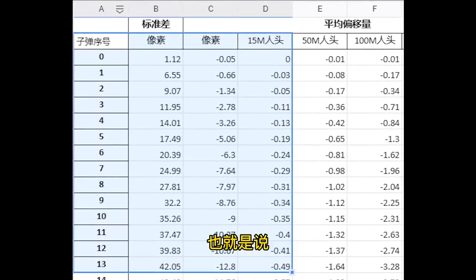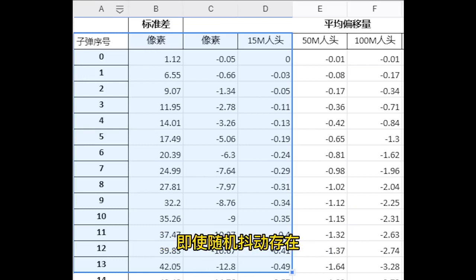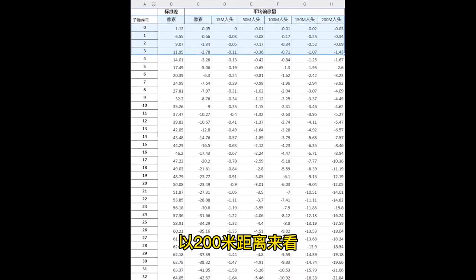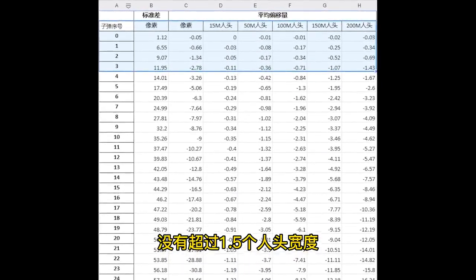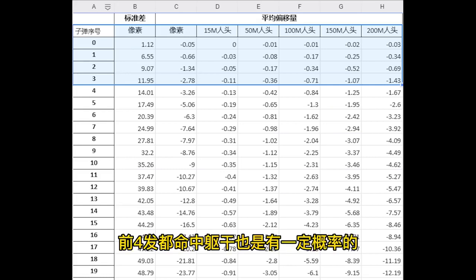In other words, when your pre-sight is accurately centered on the head, even with random jitter, without left or right gun control, the first 14 rounds all averaged consistent headshots at 15 meters. At a distance of 200 meters, the first 4 rounds were not offset more than 1.5 head widths. So with extremely precise aiming, there is also some probability that the first 4 shots will all hit the torso.